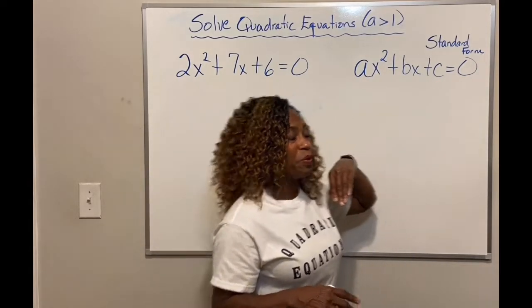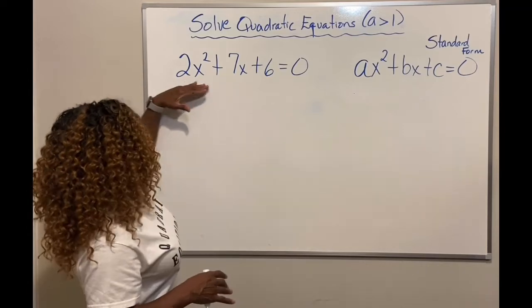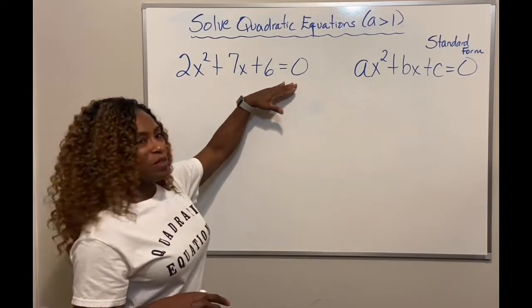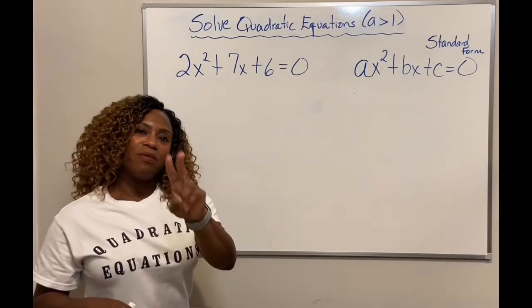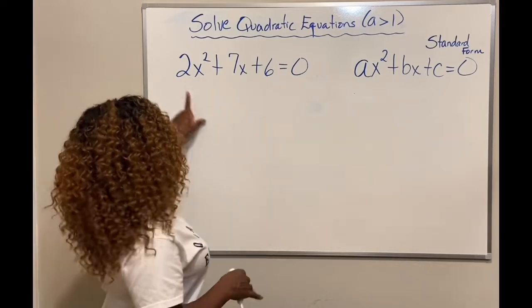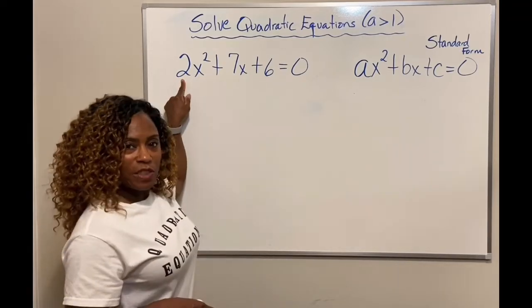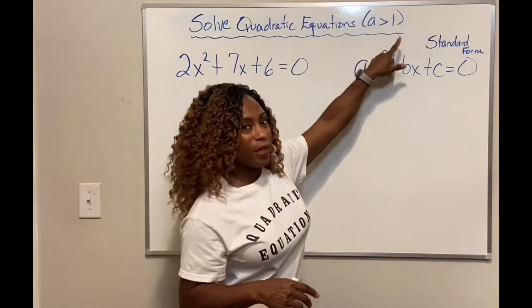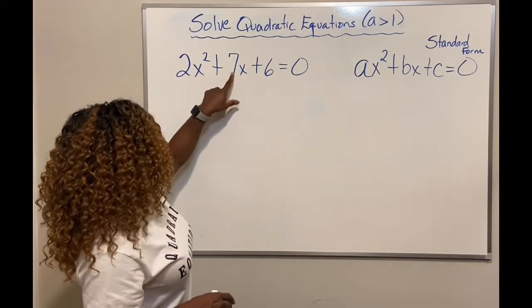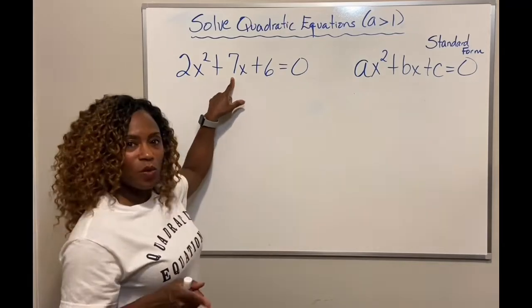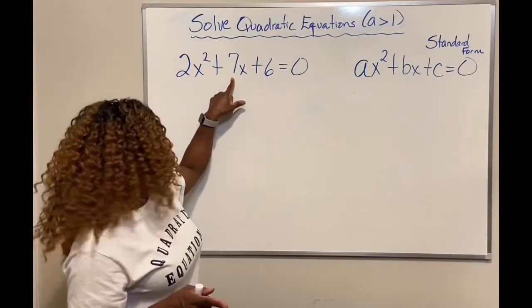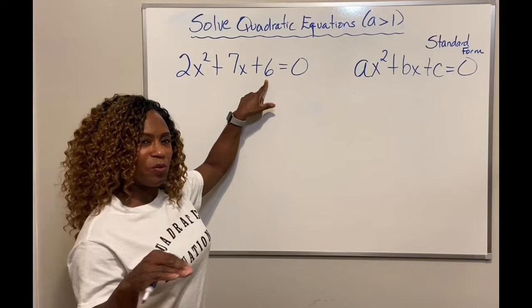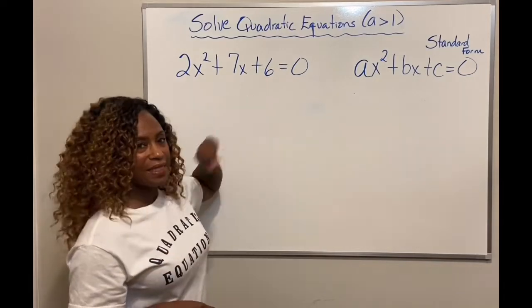So here's an example. 2x squared plus 7x plus 6 equals 0. Now, let's identify the a, the b, and the c in this example. So the coefficient that's in front of the x squared term, the 2, that's your a value. And it is greater than 1 in this case. The b value is our 7, that's the coefficient in front of the x term. And the constant, which is the number without a variable, is 6 in this case.